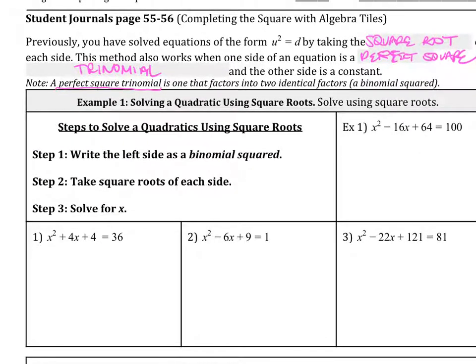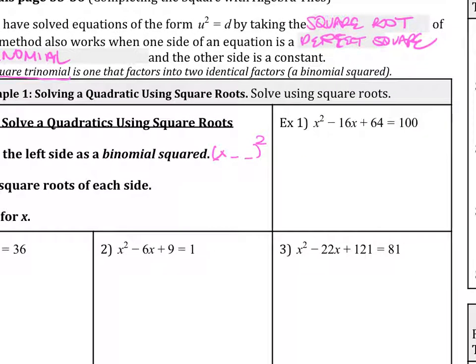So steps to solving a quadratic using square roots. Step 1, we're going to write the left side as a binomial squared. So it's going to look like this: x plus or minus something, and then squared. We're going to take the square root of each side, so we're going to solve by square roots and then solve for x, which we have done before.